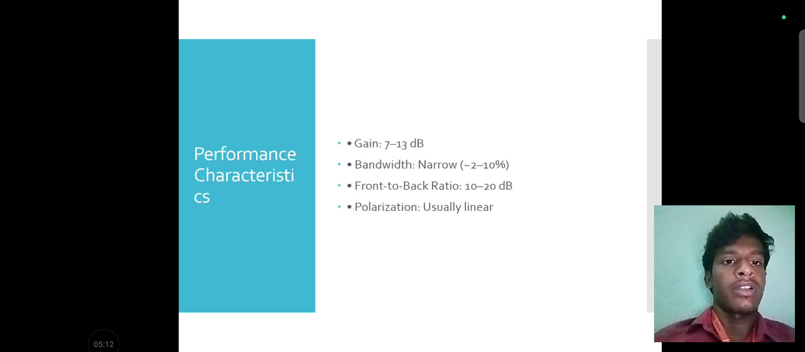Coming to the performance characteristics of the Yagi antenna: the gain is 7 to 13 dB, the bandwidth is narrow, approximately 2 to 10 percent, the front to back ratio is 10 to 20 decibels, and it follows linear polarization.